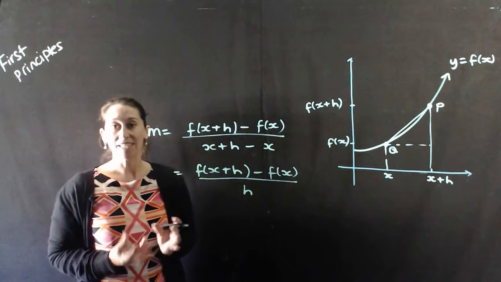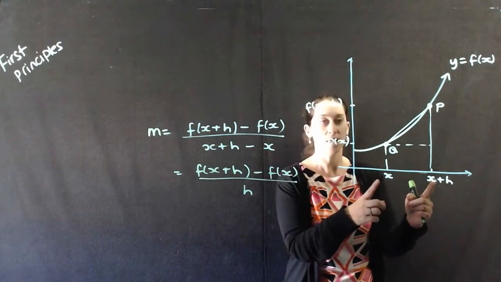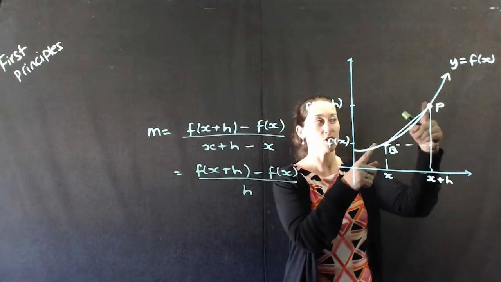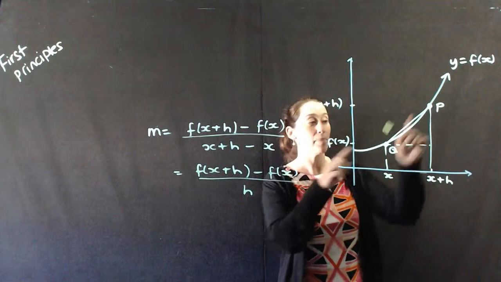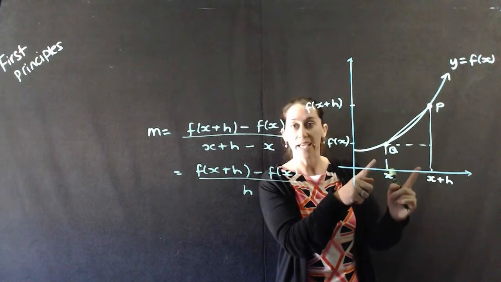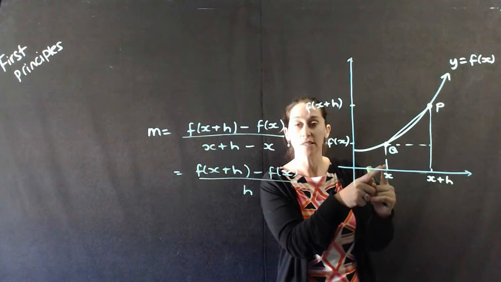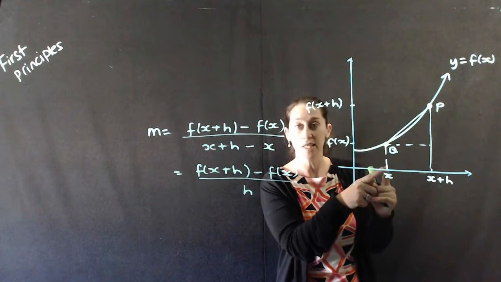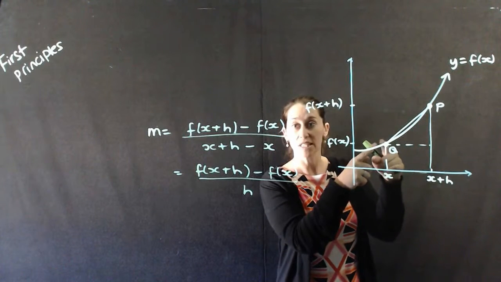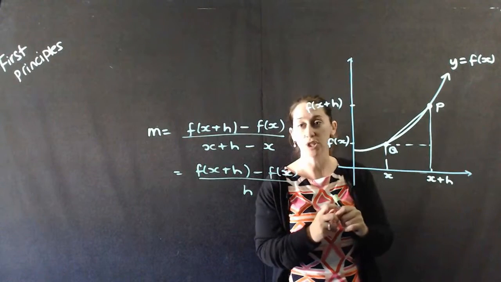Then what we do is we consider, well, what's going to happen as the gap between P and Q closes in. So we consider what happens as P gets closer and closer and closer to Q. The value of h gets tiny, very, very small. It decreases so much that it's almost insignificant. PQ, the secant, has become the tangent of the curve at point Q.